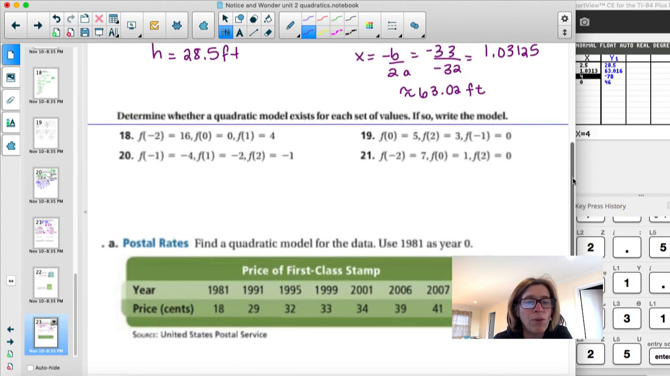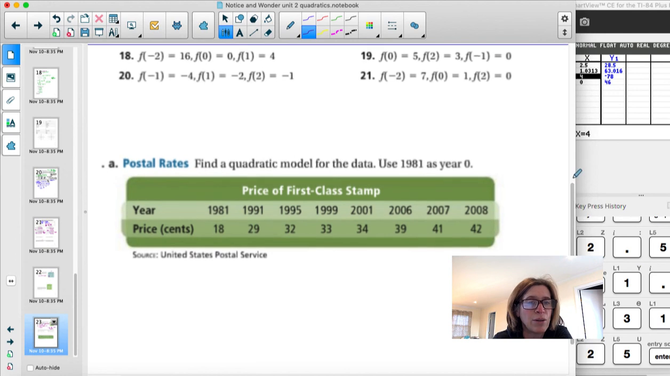Okay, so for now, what I'm going to ask you to do is to do the postal rates, to try that and see if you can come up with an equation. I did also assign some textbook homework that you're going to do your best on, and let me know if you have any problems, okay?